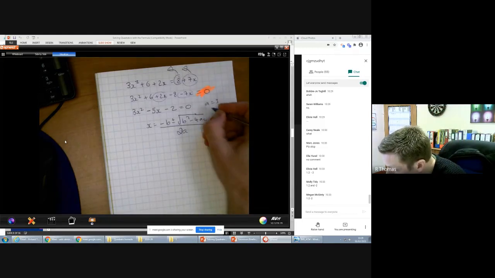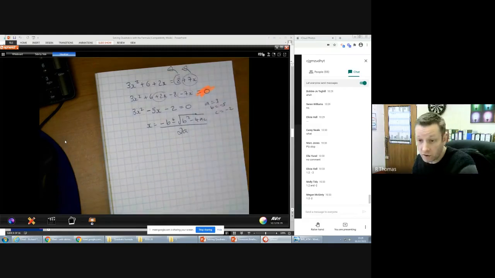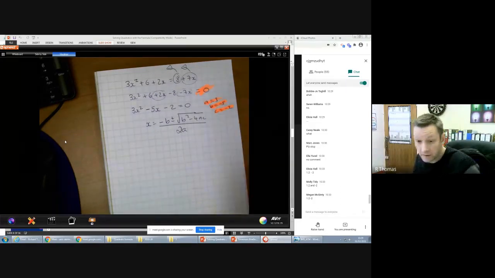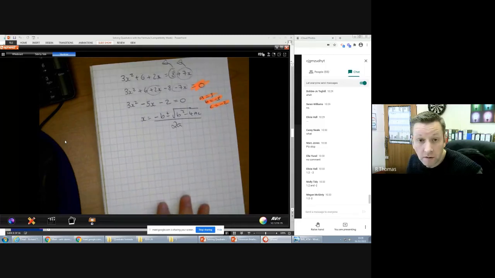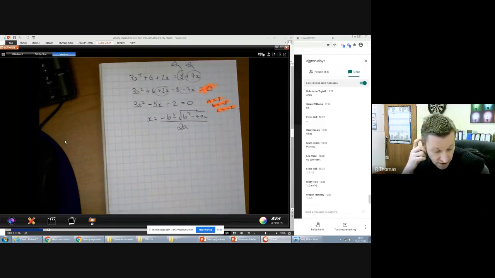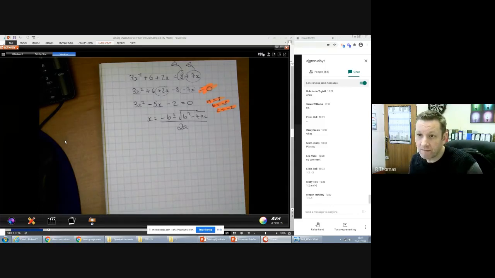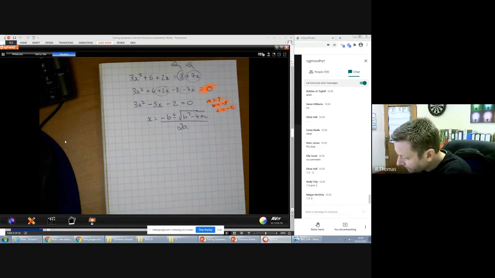A is 3, B is minus 5, C is minus 2. So there's a lot of minuses going on in this one, so be very careful with them. I'll give you another 60 odd seconds. I'm hoping someone will be brave enough to put some answers in the chat, and then we'll be pretty much done. Come on, someone, chuck an answer in.